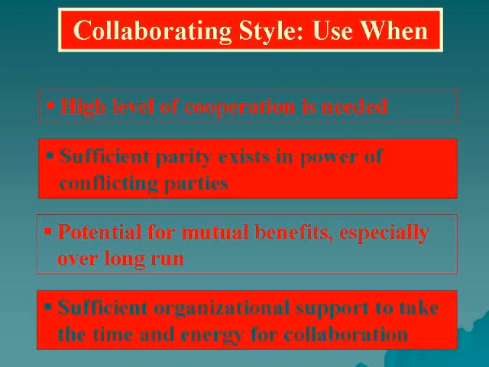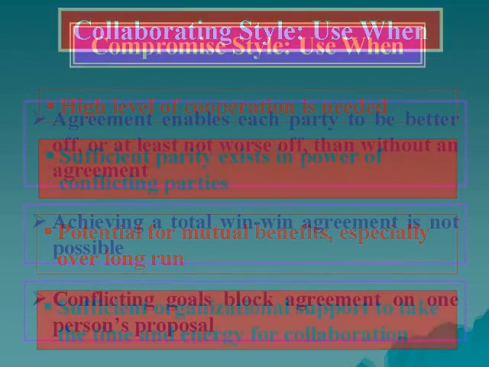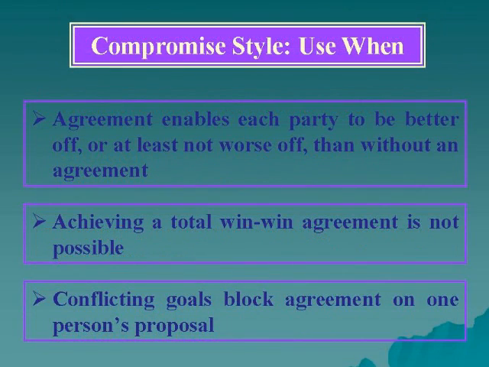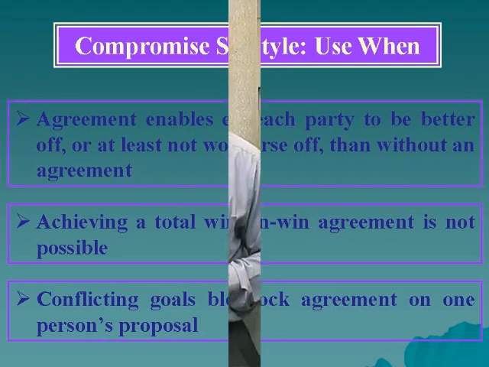Collaborating styles. When do you need collaborating styles? Well, when a high level of cooperation is needed, when sufficient parity exists in power and conflict, and there is potential for mutual benefits, especially over the long run, and sufficient organizational support to take the time and energy for collaboration to occur. Compromising style. When is that used? Well, the agreement enables each party to be better off, or at least not worse off, than without an agreement, or achieving a total win-win agreement is not possible, or conflicting goals block agreement on one person's proposal. That's when you need a compromising style.